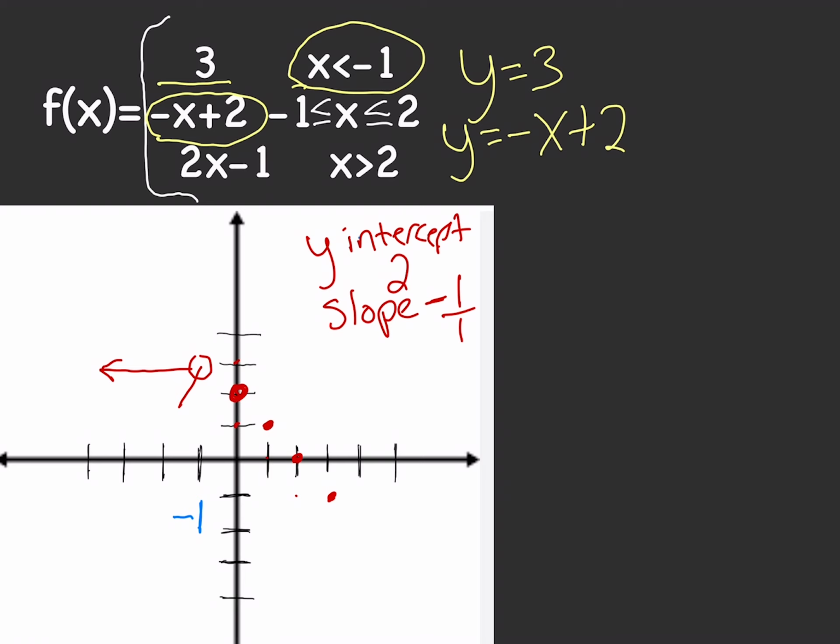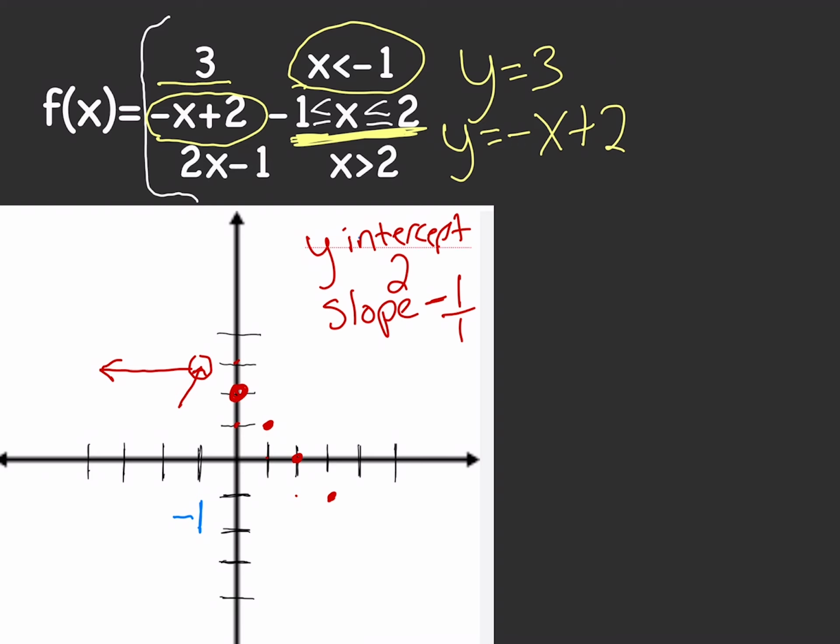Now the graph I'm doing right now, the negative x plus 2, runs right into that open circle from the first equation, the y equals 3. So this is where I really have to decide. When I'm looking at the equation right now, the negative x plus 2, notice how it says in there for the domain that -1 is less than x, which is less than or equal to 2.